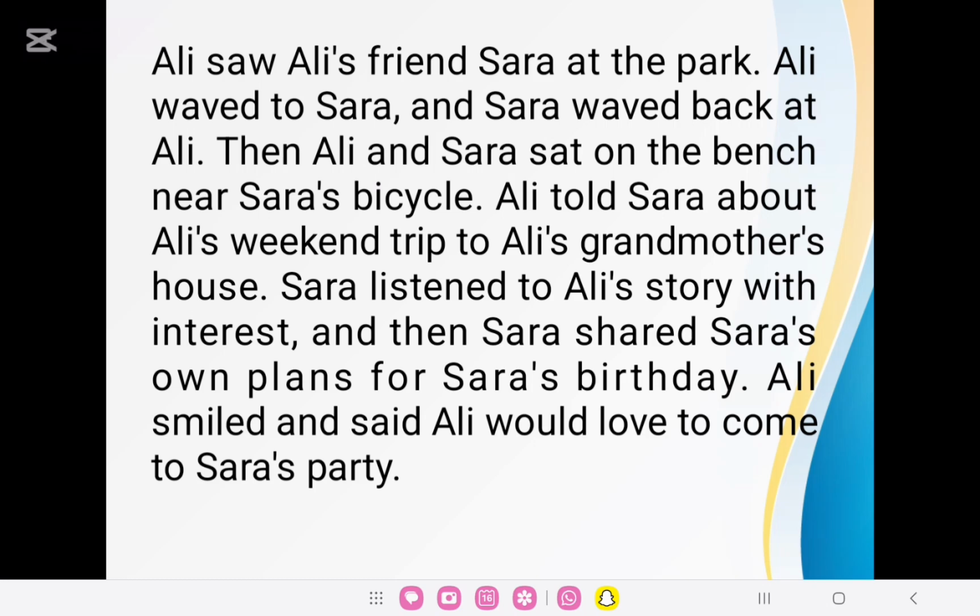Let's read it. Ali saw Ali's friend Sarah at the park. Ali waved to Sarah and Sarah waved back at Ali. Then Ali and Sarah sat on the bench near Sarah's bicycle. Ali told Sarah about Ali's weekend trip to Ali's grandmother's house. Sarah listened to Ali's story with interest, and then Sarah shared Sarah's own plans for Sarah's birthday. Ali smiled and said Ali would love to come to Sarah's party.